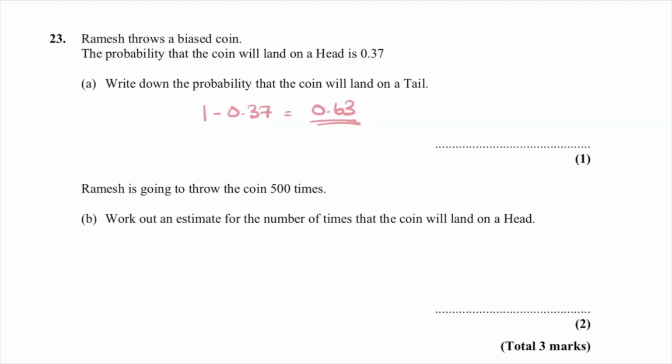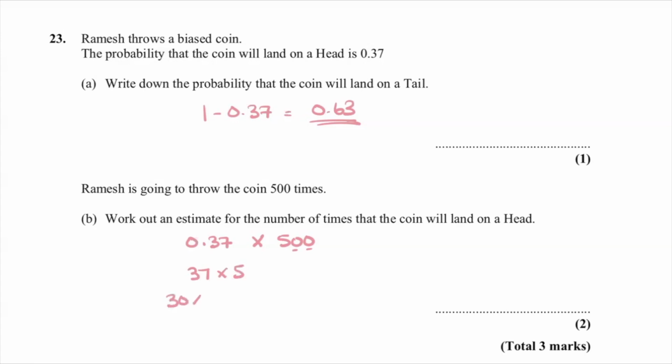It's going to throw the coin 500 times, and we've got to work out an estimate for the number of times it will land on head. So the probability for head was 0.37, and we multiply that by the 500. So again, we're going to have to work out how we're going to approach this problem. Now, I will completely ignore the decimal and call it 37 for now. I'm actually going to ignore the 2 zeros and call it 5 for now. And I'm going to sort the whole thing out when I have finished.